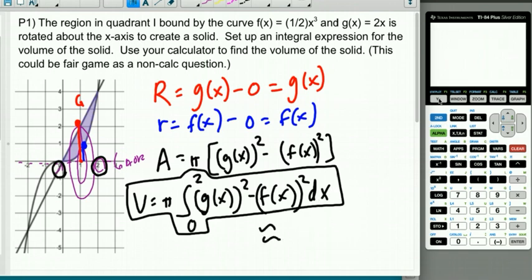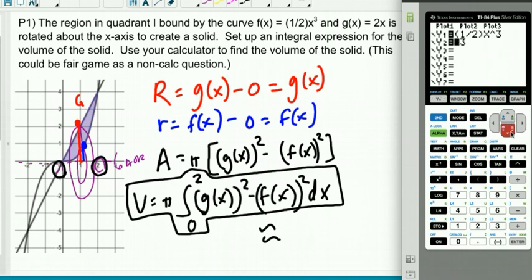When I type this in my calculator, I already put these in. I already put in 1/2 x cubed as the first one, so that's my y1, and the 2x is my y2. I'm going to quit out of that, and so then I need second pi, right? Math 9, and I know I want y2 minus y1, right? So it's the y2 squared minus the y1 squared. That's the order I want.